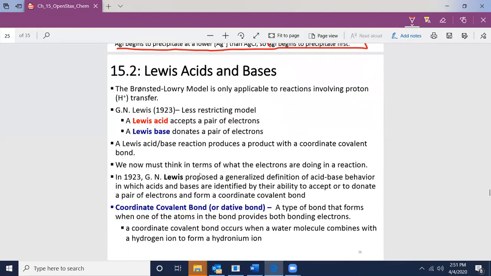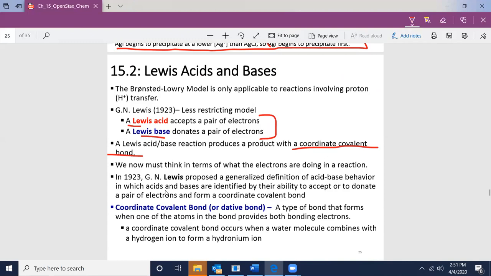The second topic that we were going to look at is the Lewis acids and bases. Brønsted-Lowry we already know. What is a Lewis acid? It accepts a pair of electrons. What is a Lewis base? That donates a pair of electrons. We're talking in terms of the acceptance and donation of a pair of electrons. A Lewis acid-base reaction produces a product with a coordinate covalent bond. This is the most important thing. When a Lewis acid-base reaction is happening, a coordinate covalent bond will form.